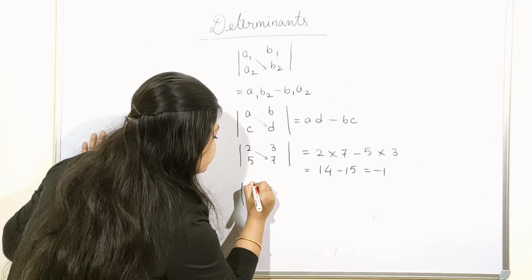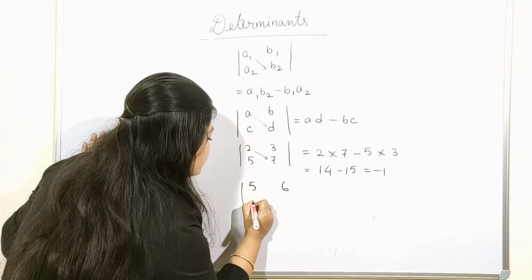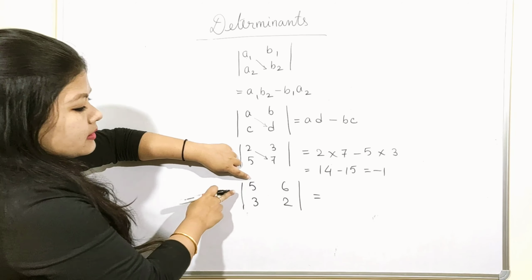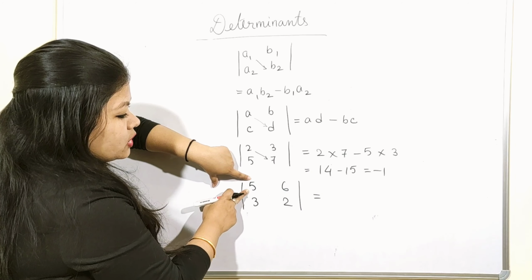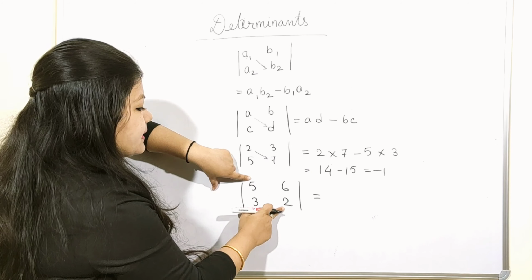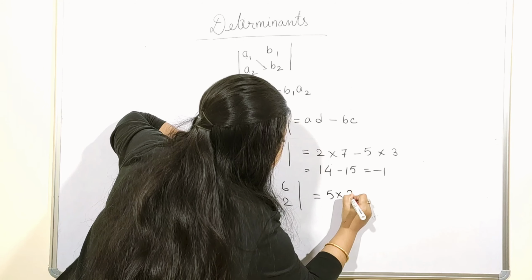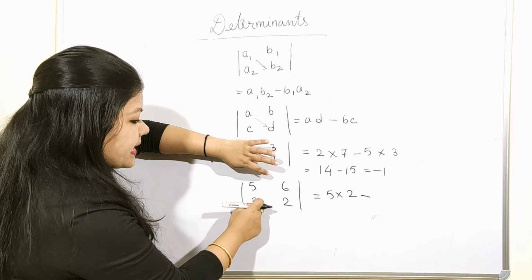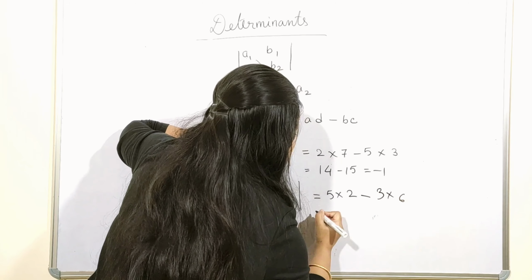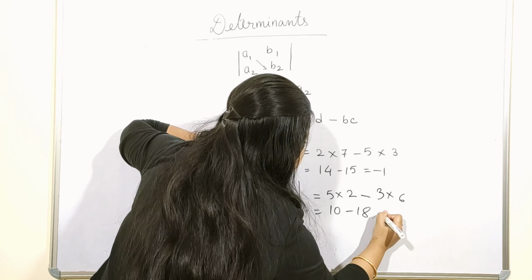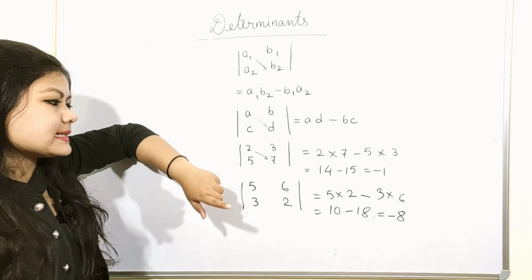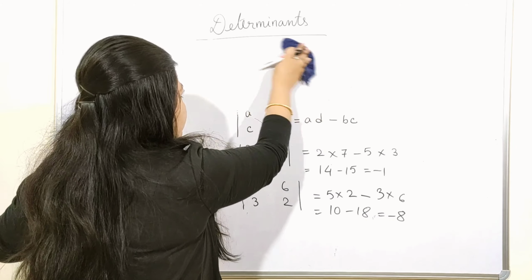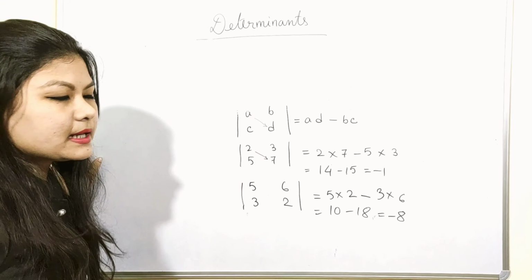Another example. So here 5 is the first row, first column element, diagonally opposite element equal to 2. So 5 into 2 minus the remaining value 3 and 6. So it is 10 minus 18 equal to minus 8. Now we have learned about how to find out the determinant value.